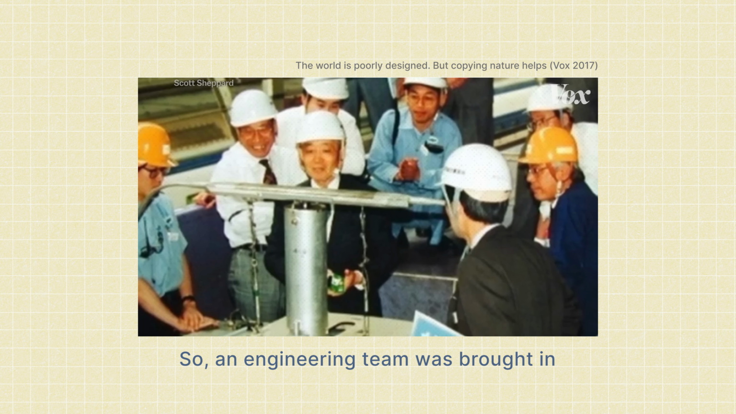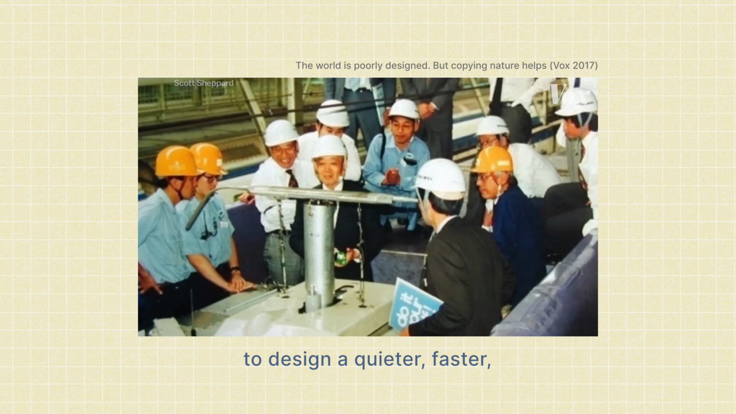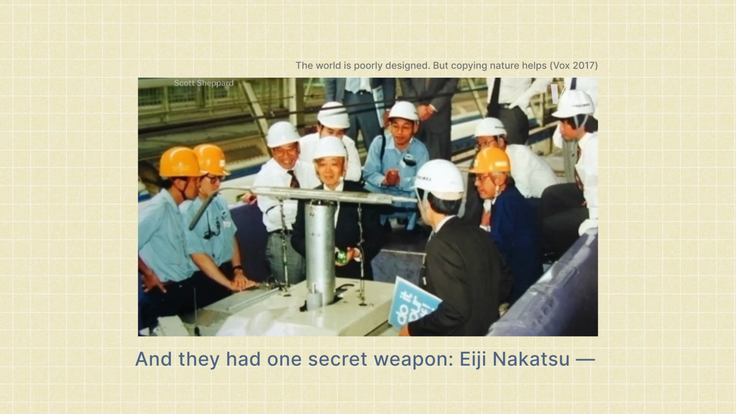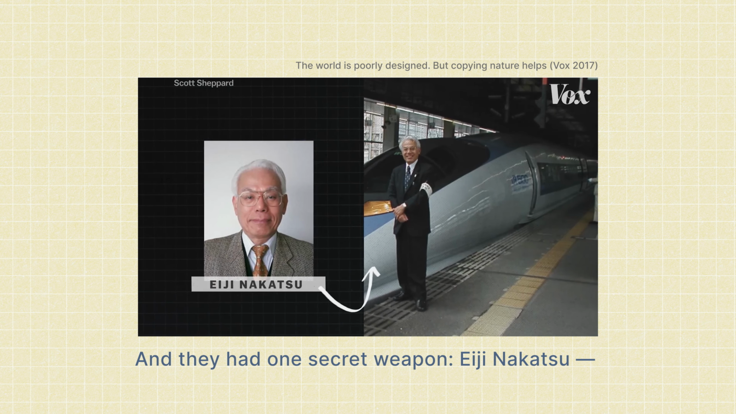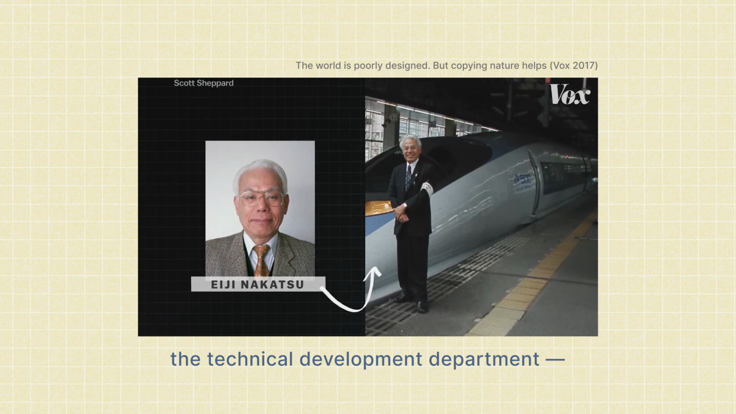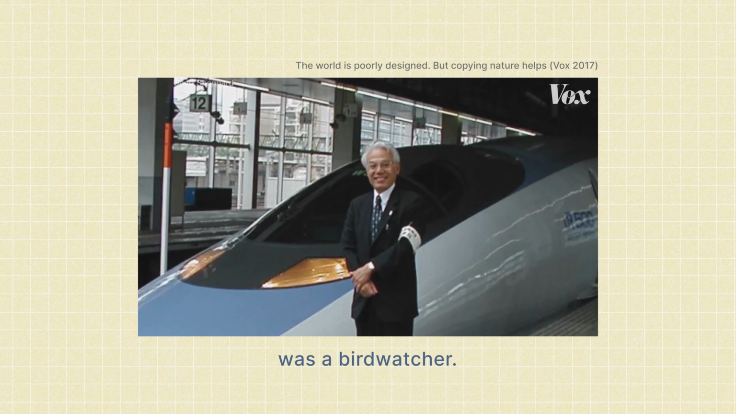So an engineering team was brought in to design a quieter, faster, and more efficient train. And they had one secret weapon. Eiji Nakatsu, the general manager of the technical development department, was a birdwatcher.